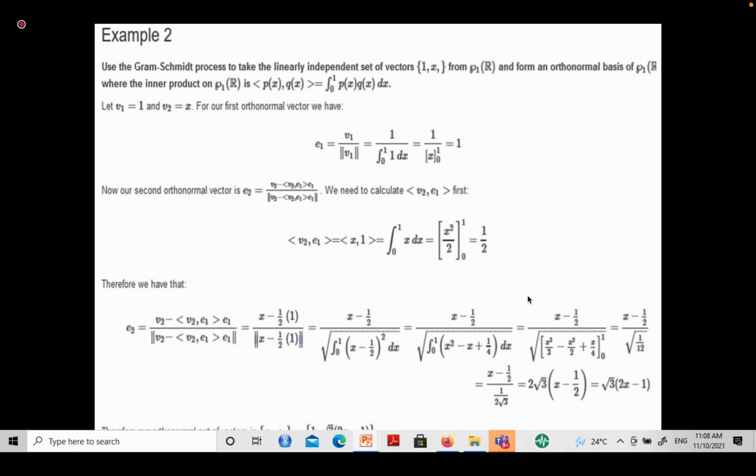Take down this question, example 2. Here the inner product is not the usual inner product. It is integration. Use the Gram-Schmidt orthogonalization process to take the linearly independent set of vectors 1, x from P1 of R and form an orthonormal basis of P1 of R.